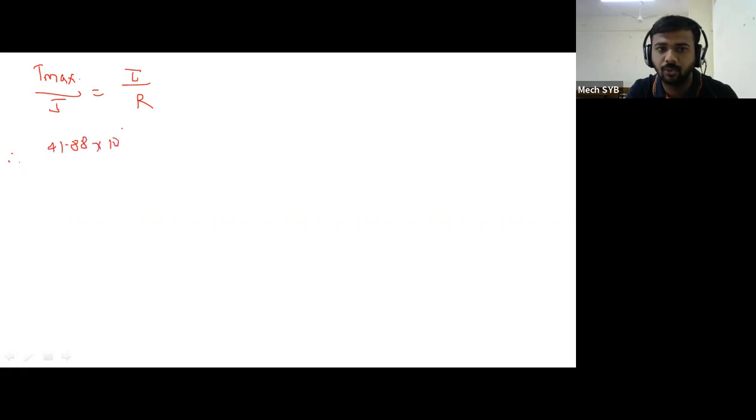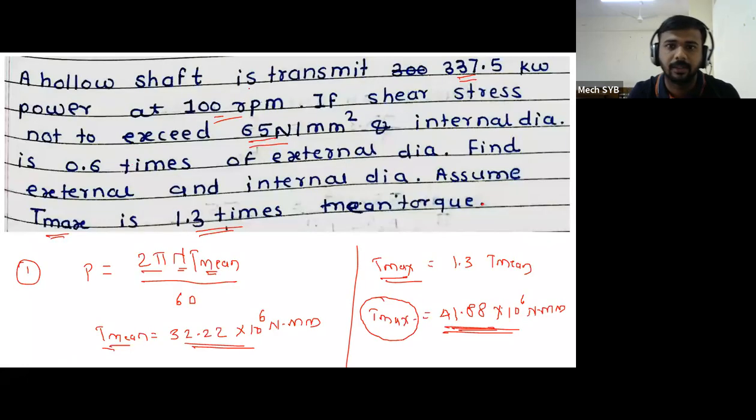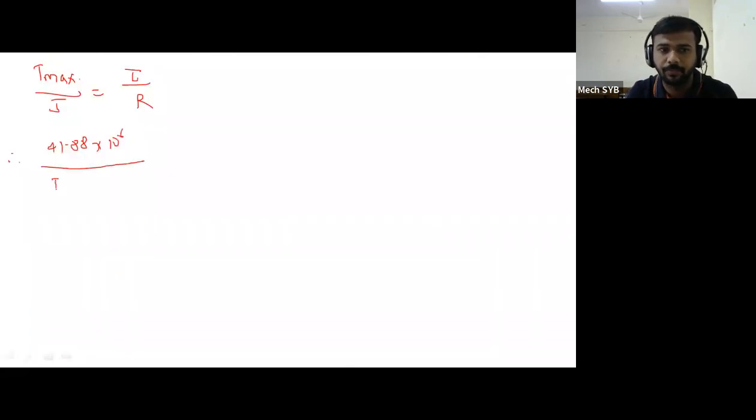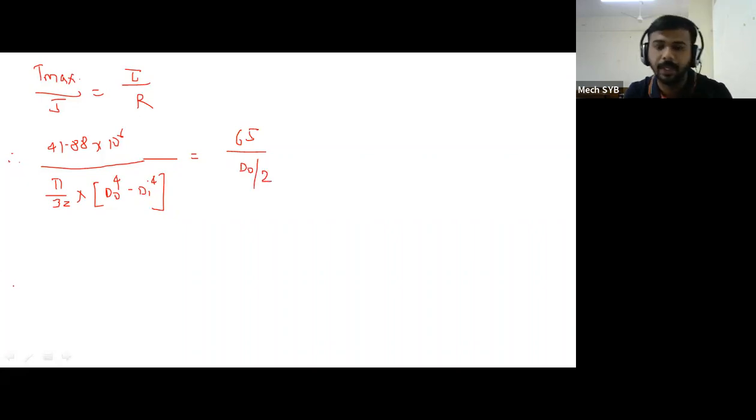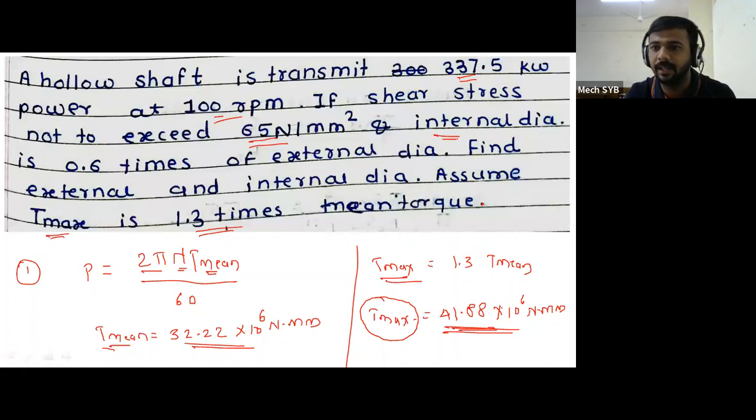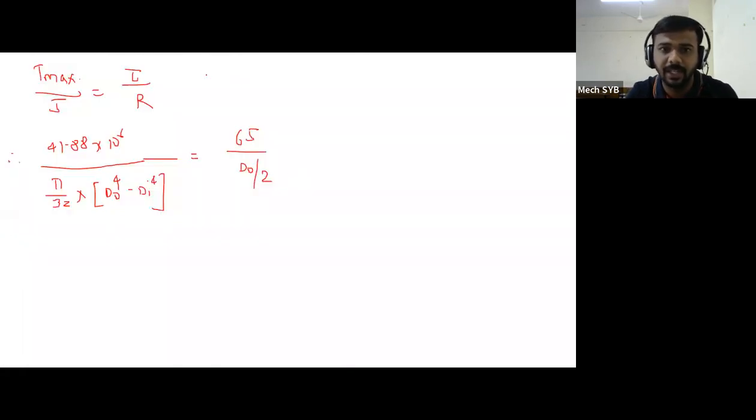41.88 into 10 raised to 6 divided by, hollow shaft is given, so pi by 32 in bracket do raised to 4 minus di raised to 4 bracket complete is equal to tau is given 65 divided by do divided by 2. In addition to that, here they have mentioned internal diameter is 0.6 times external diameter. Means one relation you are having. What is that? Internal diameter di is equal to 0.6 into do. This relation we have to use for your further calculation.